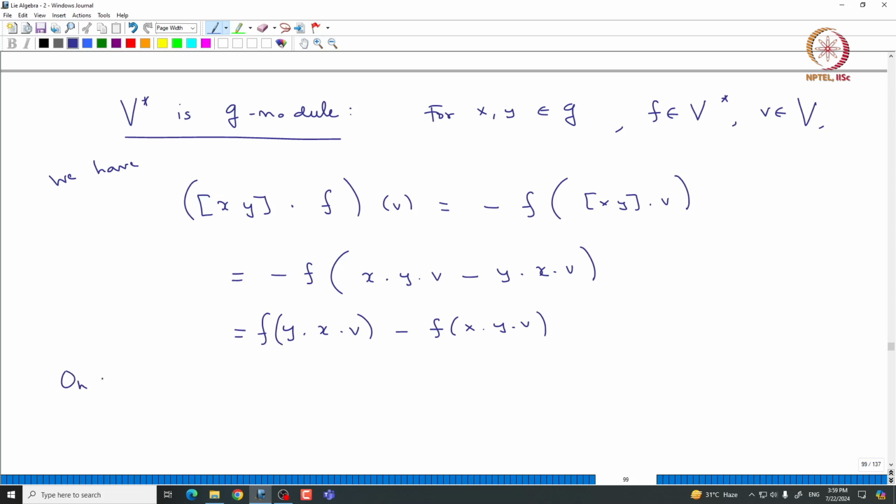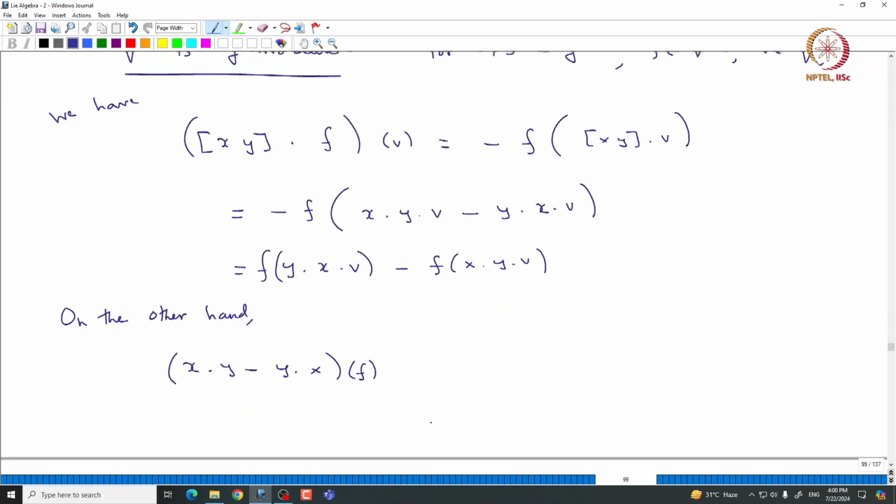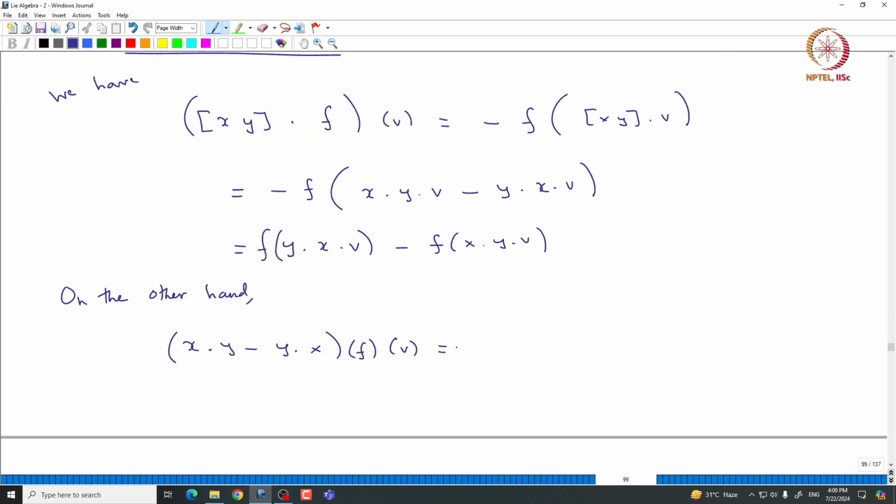On the other hand, let us calculate what happens to x dot y dot minus y dot x acting on F. Of course, we need to compute how it acts on a given V. This is exactly equal to x dot y dot F applied on V minus y dot x dot F applied on V. If you think about it, we have to take first this element and then apply x. That gives you minus y dot F of x dot V.